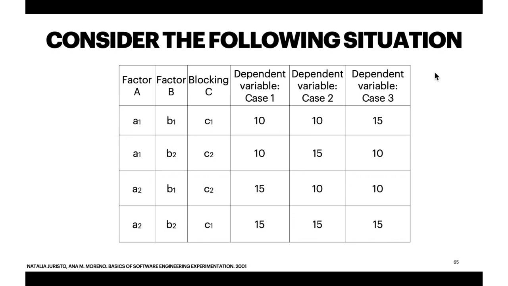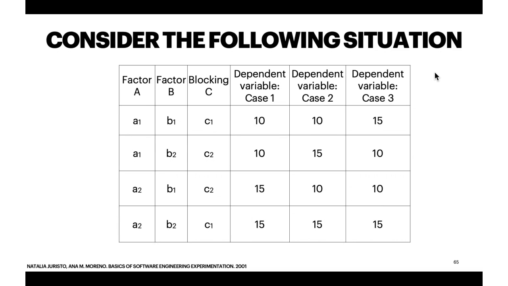If we are in case 1, then we know that for the first two situations, A1, B1, C1, and A1, B2, C2, the dependent variable was 10. And for the remaining two situations, the dependent variable was 15. So we can conjecture that A influences the dependent variable and B does not. Essentially, whenever A is A1, the dependent variable is 10. Whenever A is A2, the dependent variable is 15. And it doesn't really matter how the factor B behaves.